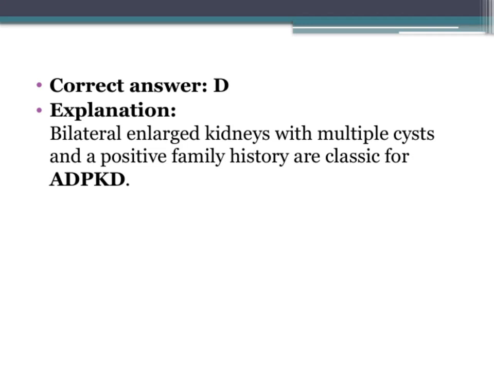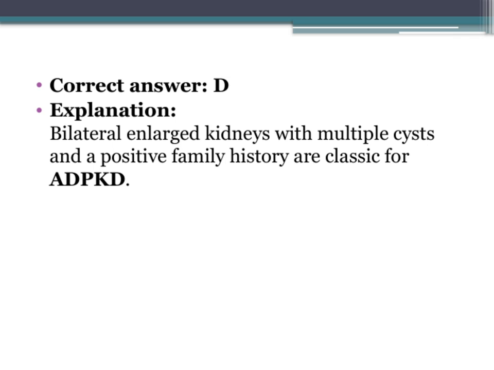All right, let's take a closer look at this slide. The correct answer here is D. The key point to remember is that bilateral enlarged kidneys with multiple cysts are a hallmark feature. This means both kidneys are affected and visibly enlarged due to the numerous cysts forming within them. Additionally, a positive family history is a crucial clue. It suggests a genetic component, which is typical for autosomal dominant polycystic kidney disease, or ADPKD. Recognizing these features together helps us differentiate ADPKD from other kidney disorders.